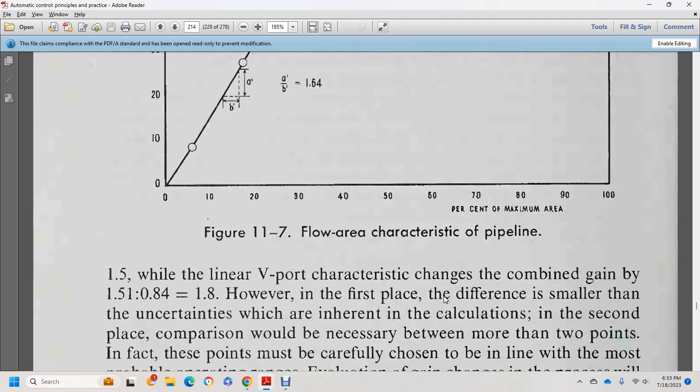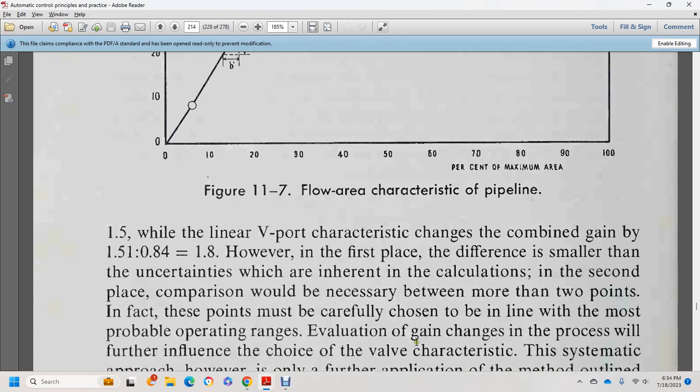And then it shows 1.45 for the linear V-port character of the combined gain, with the 1.51 over to the ratio of 0.84 is 1.8, with the difference smaller within the uncertainty inherent in the calculation, and the comparison is necessary between the more than 2 points.